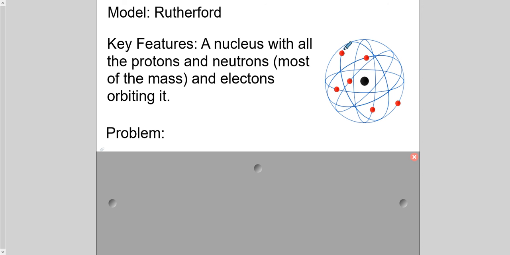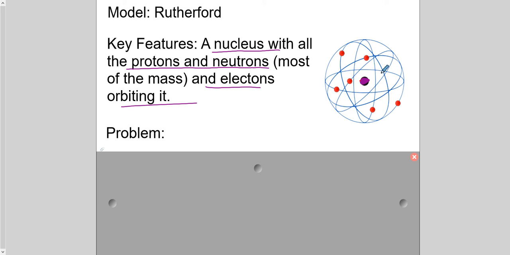Only Rutherford just suggested that now we have electrons firing around the outside with this really massive positive center, with protons and neutrons making up the nucleus, making this really massive central spot. And so the key features are, we have a nucleus with almost all the mass, and the electrons are orbiting. Again, we picture this solar system model, where planets are going around the sun. And so it kind of works nicely.